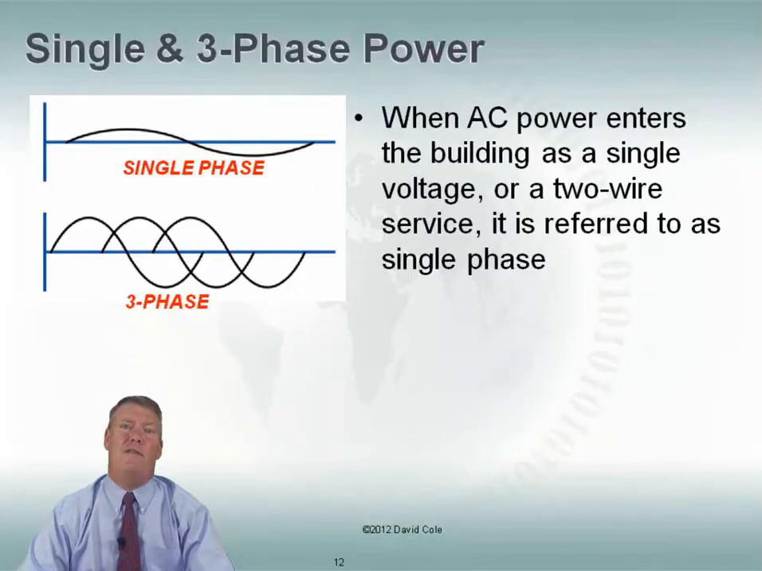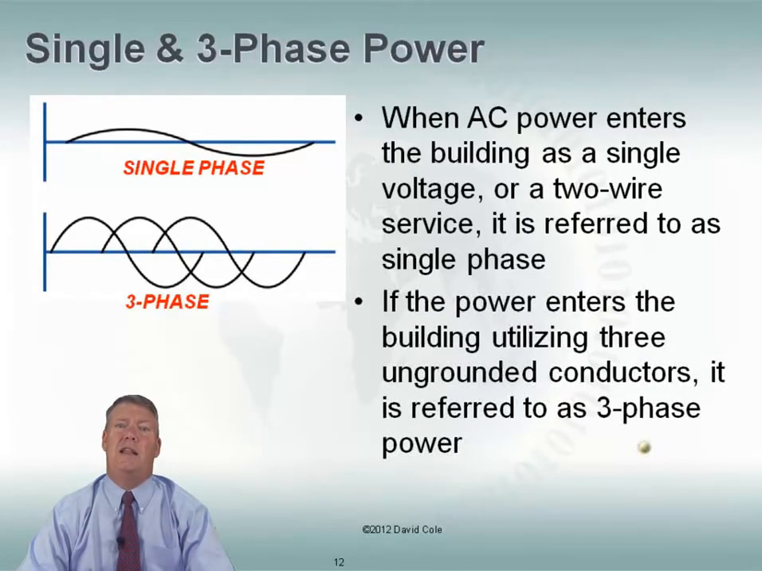I can also have three phase power. And in this case, we get three conductors that are coming in. And you notice that instead of one sine wave, I've got three sine waves that alternate with each other. They're 120 degrees out of phase with each other, right?